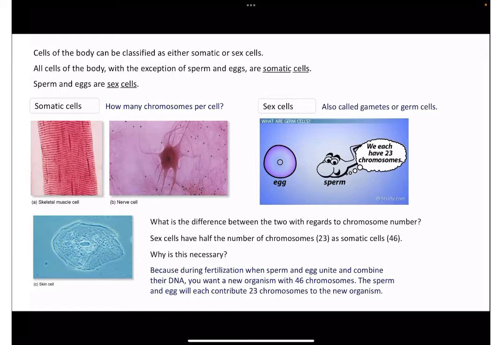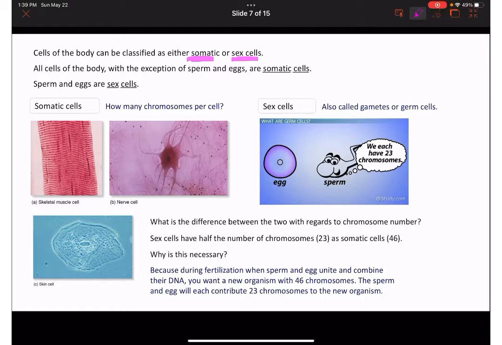So all of the cells of the body can be classified as either somatic cells or sex cells. And maybe the easiest way to think about this is that sex cells in females are the eggs, and in males are the sperm, and then any other cell besides that is considered a somatic cell. So skeletal muscle cells, nerve cells, skin cells, these are all somatic cells.